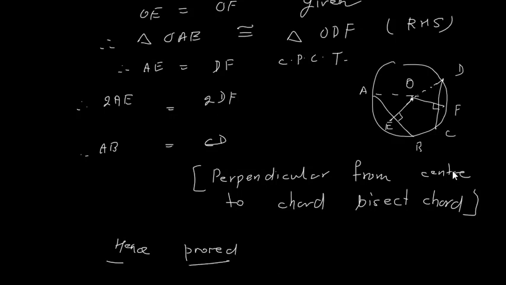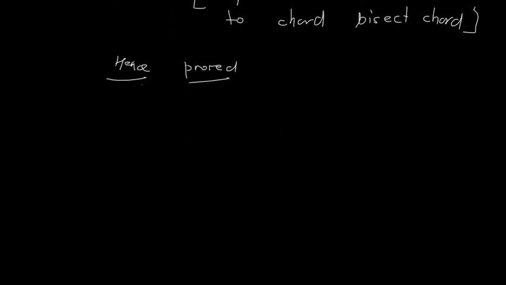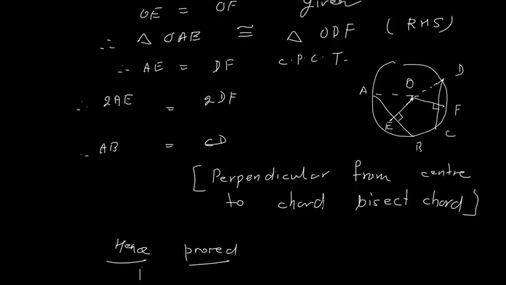So two theorems we have seen: if two chords are equal in length, then they are equidistant from the center, and if two chords are at equal distance from the center, then the chord lengths are equal. Now based on these two theorems and what we learned in previous classes, let us solve our next exercise. So let us do some problems from exercise 10.4.